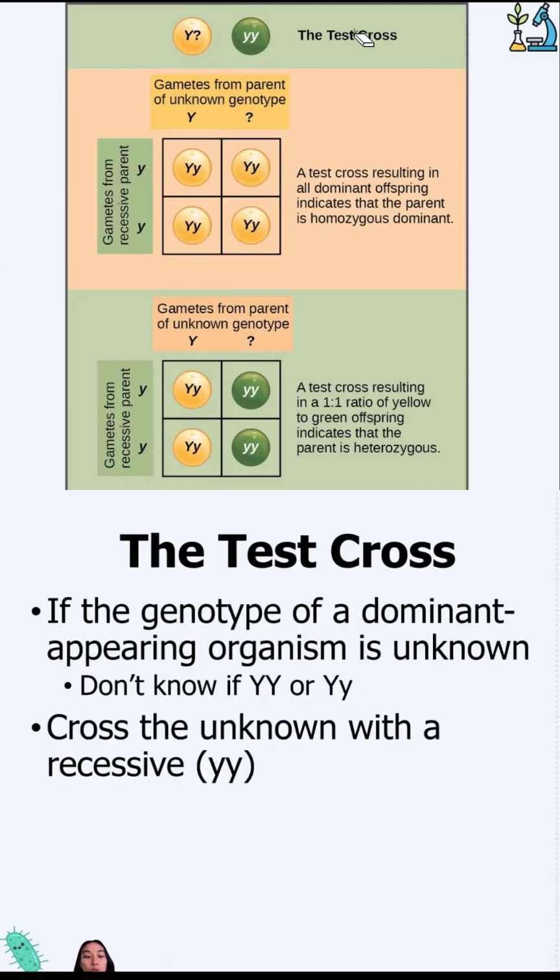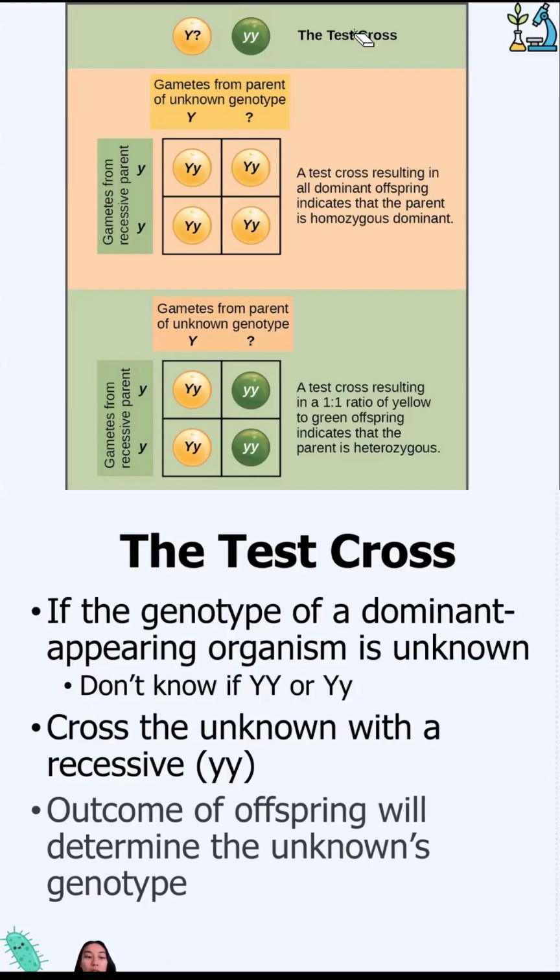And what you do is you do the cross and you figure out what the offspring looks like. And the outcome of the offspring will determine what your unknown is. Because if your parent was capital Y, let me just change that to capital Y, then all of your offspring are going to be big Y, little y, if you fill in the Punnett square. And that would basically tell you that the parent is homozygous dominant.